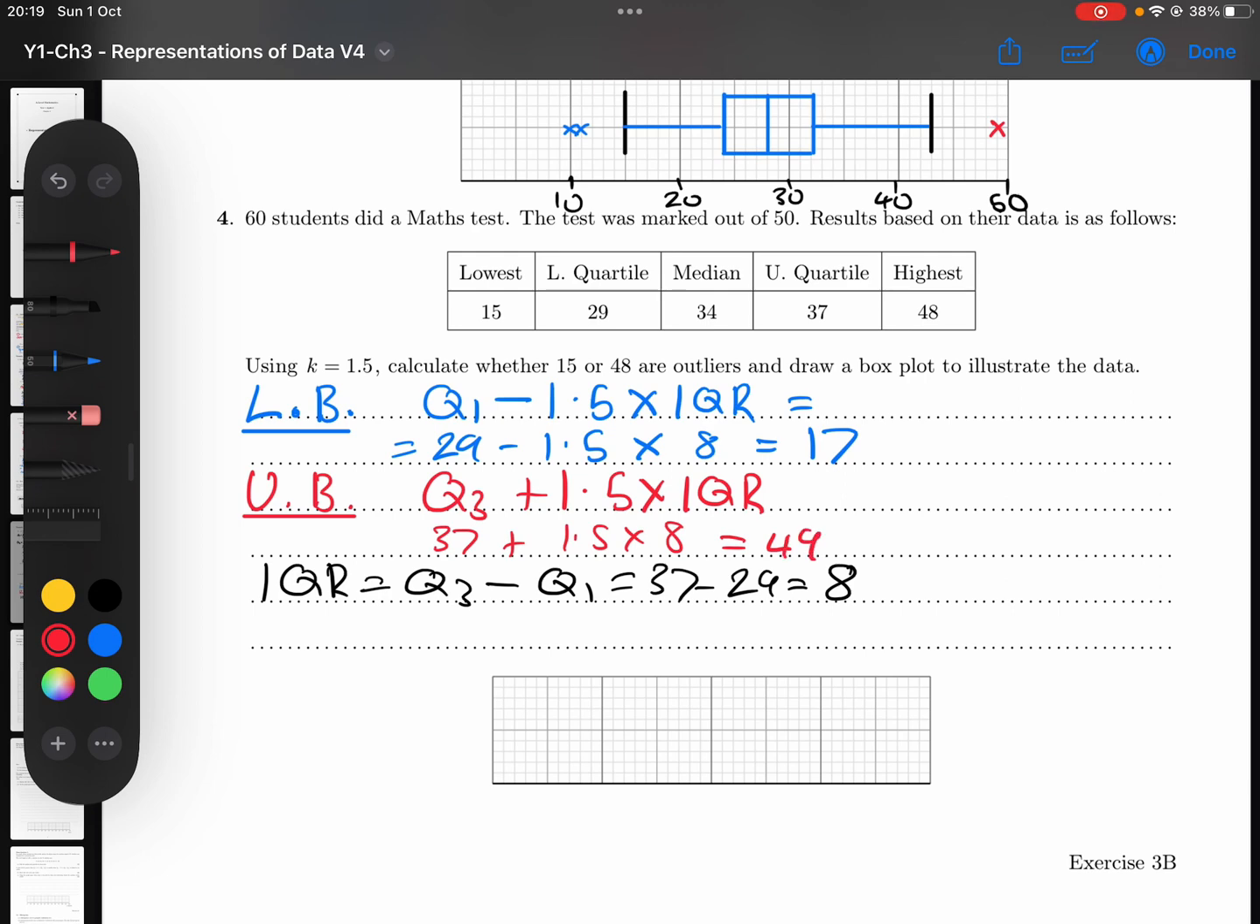So what can we say? Well, we can conclude there are no upper outliers. And then on the lower side, it's a bit more complicated. We know that there is at least one outlier, but because we don't have access to the raw data set, we don't know how many outliers, but we can confidently say that 15 at least is a lower outlier.